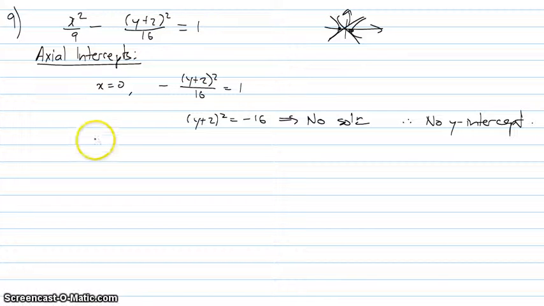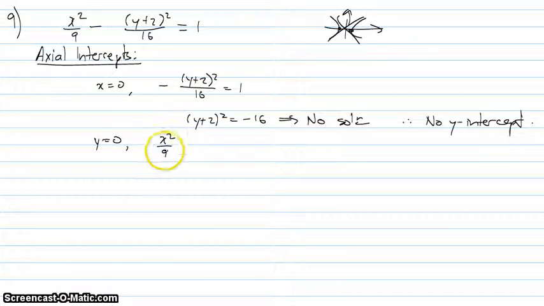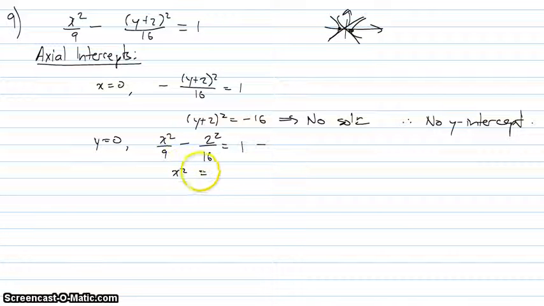What about when y equals 0? That gives us x squared over 9 minus 2 squared over 16 equals 1. That means that x squared over 9 is equal to 1 plus 2 squared over 16, which is a quarter. Moving that over, we get 5 quarters. So 1 over 9 x squared is equal to 5 over 4. Multiply both sides by 9, and x squared is equal to 45 over 4.